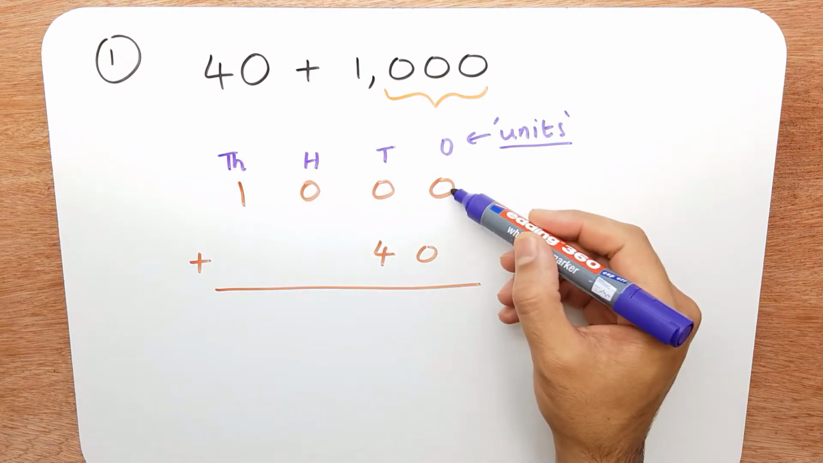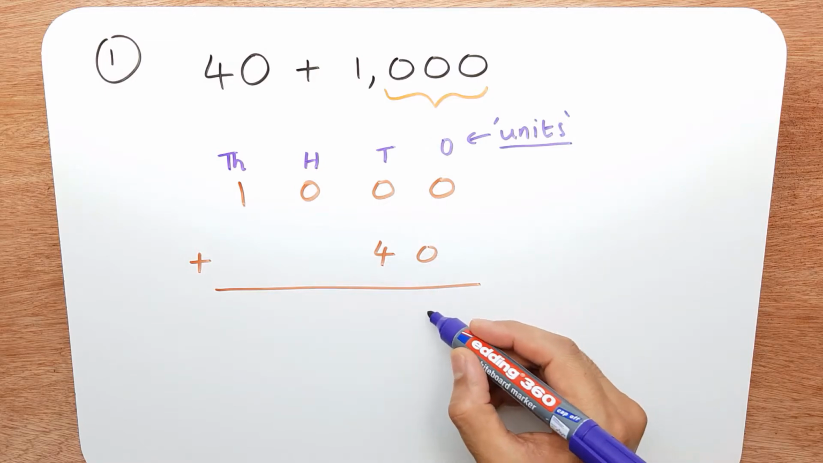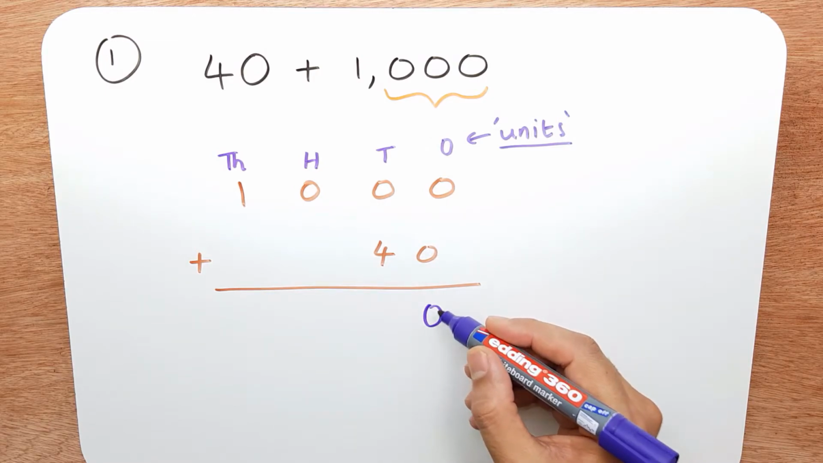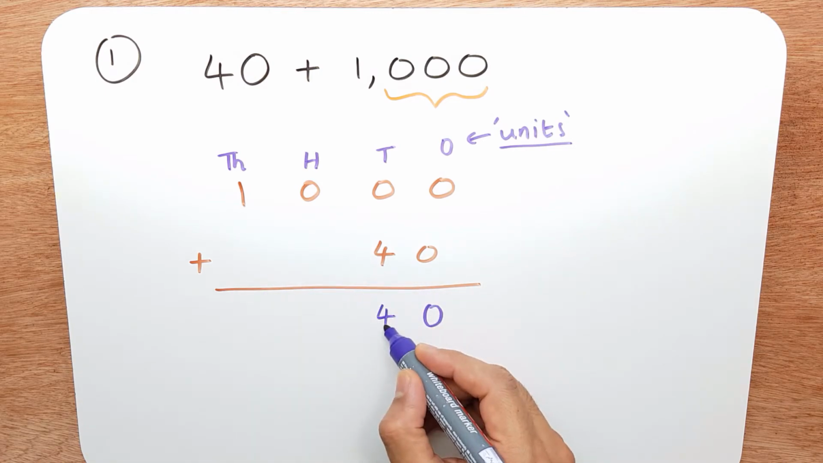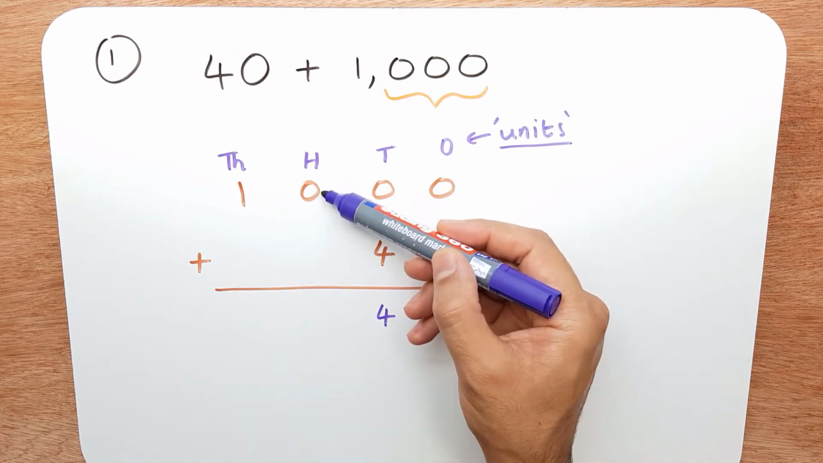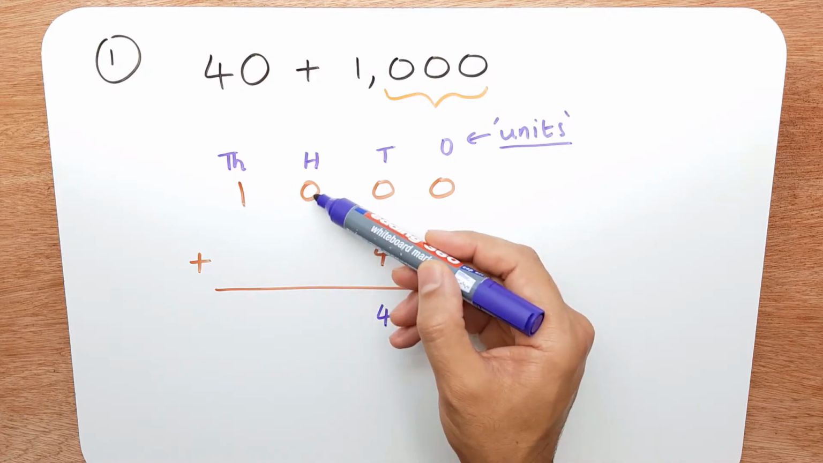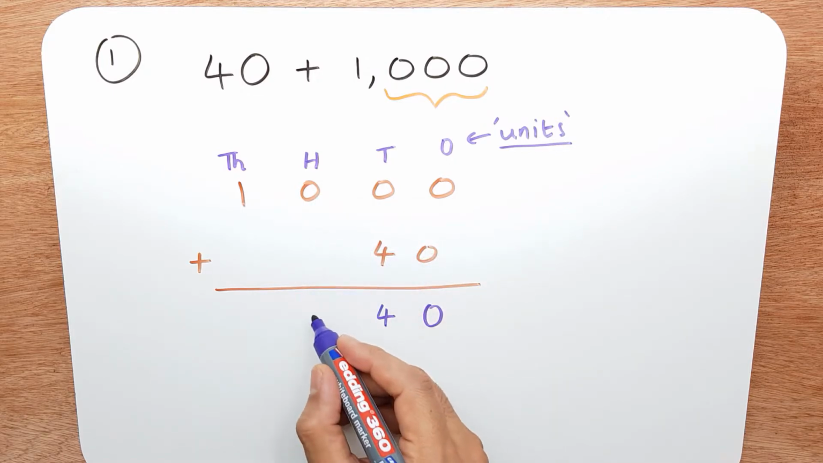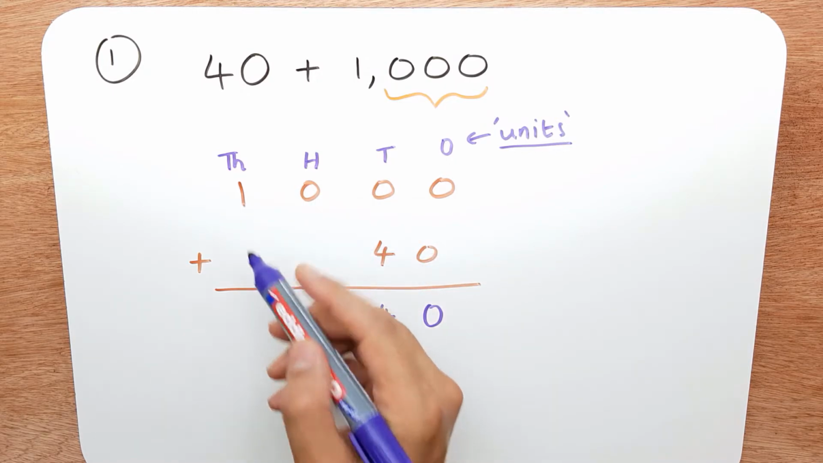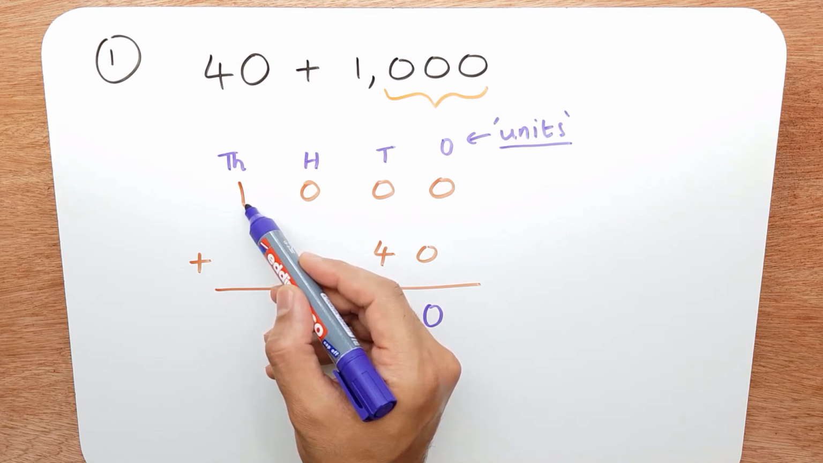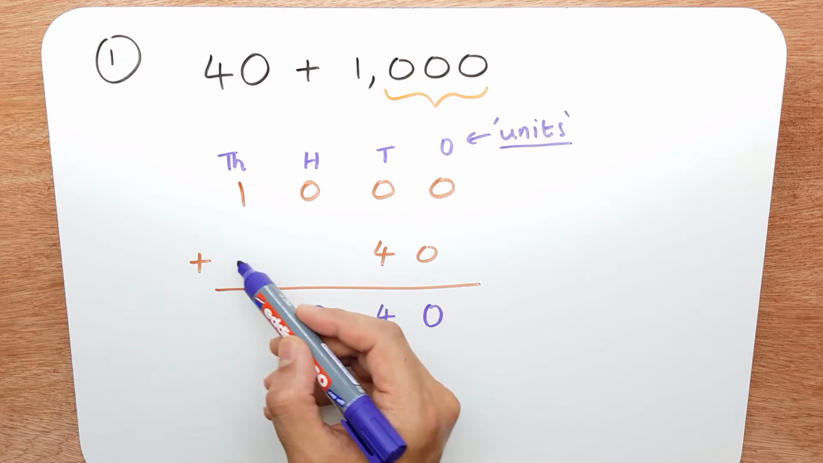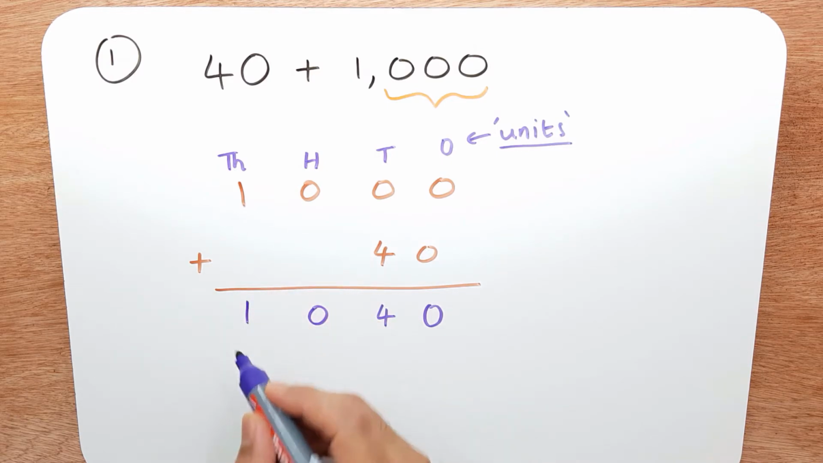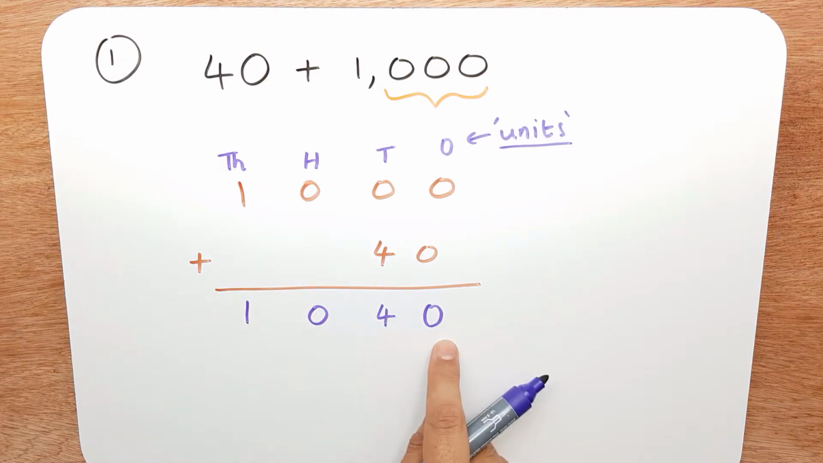So let's go ahead. 0 add 0 is 0. 0 add 4 is 4. And then with 0 there, but nothing here, so that is simply 0 add 0 is 0. And we have 1 in the thousands column. 1 add, there's nothing here, so it's simply 1 add nothing, which is 1. This here is our answer.